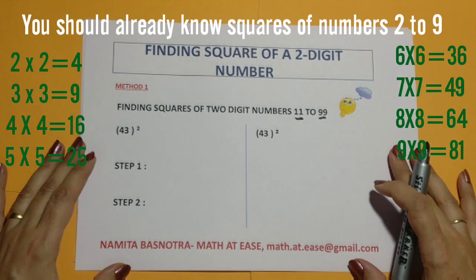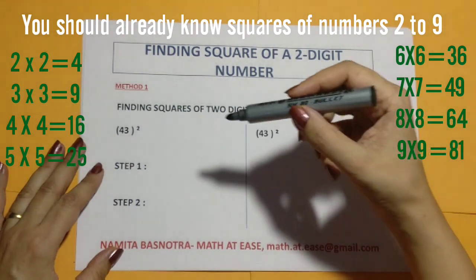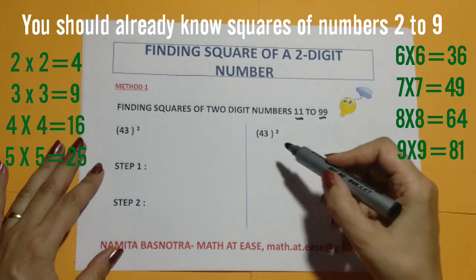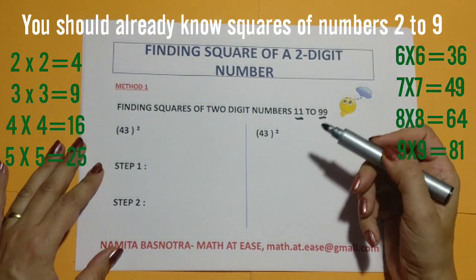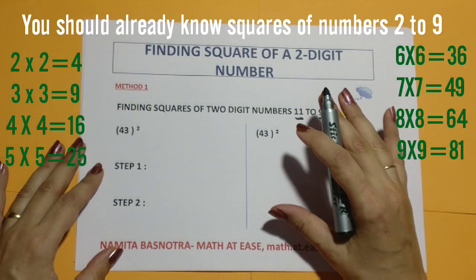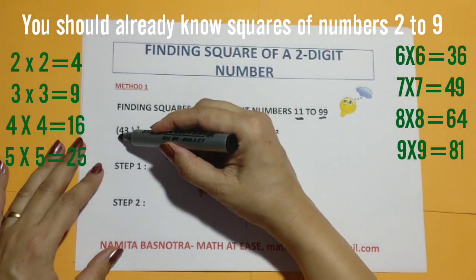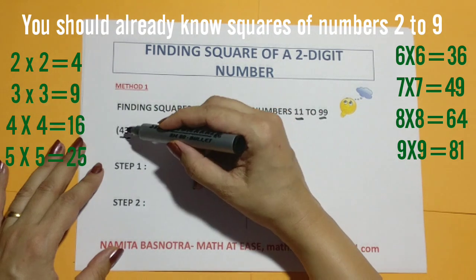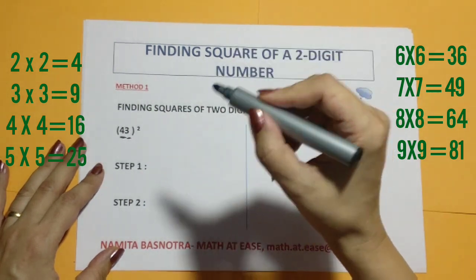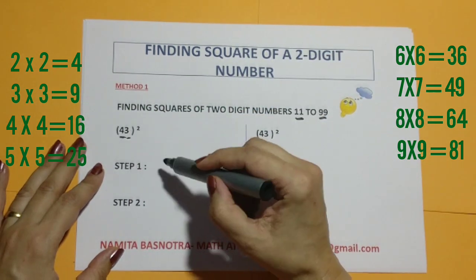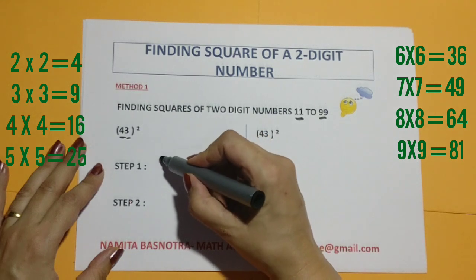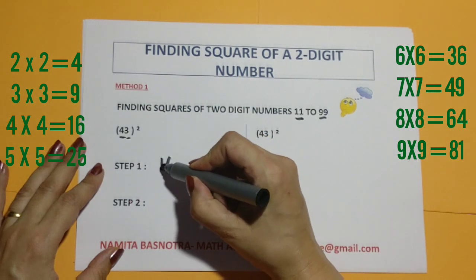So let's begin. For example, the number is 43 and you have to write 43 square. There are two easy steps in this. Step 1 is that you will first see the digits of the number. How many digits are there? 2. The first one is 4. So in step 1 you will write the square of 4 over here. 4 into 4 is 16. So I'm writing here 16.